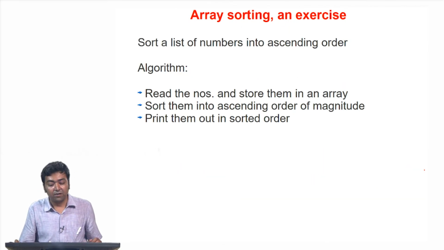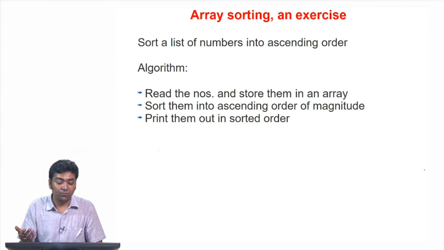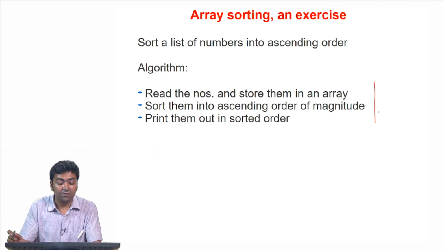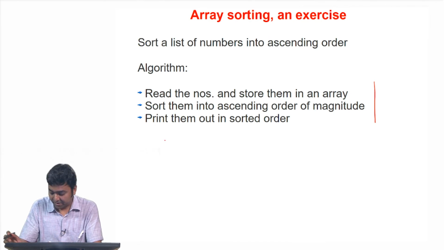Okay, so with this we come to an example here, for which I have given the solution in this slide, but I would encourage you to use it as a practice exercise. The idea is, given a set of numbers, you need to write a program which will sort them in ascending order. The algorithm is given briefly here. First you need to read the numbers given by the user, store them in an array, then sort them into ascending order, and then print out the sorted array.